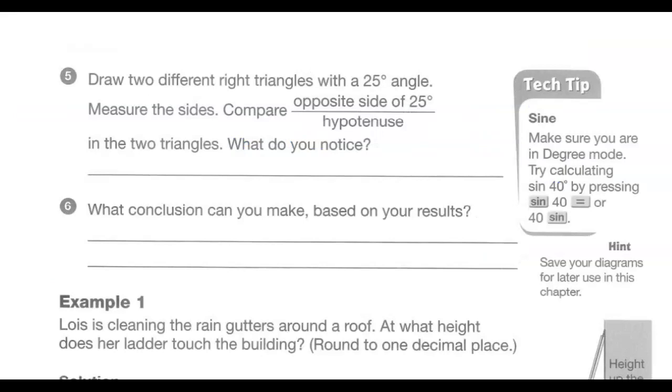Okay, it says draw two different right triangles with a 25-degree angle, measure the sides, compare the values. We're not going to measure that. Maybe in class you'll have some protractors and you can do that. What you will find is the same thing, that it doesn't matter how big the triangle is. If it's a right triangle and you're looking at the 25 degree angle in both, so basically it'll be two triangles like that, this is 25, then the ratio of the sides will be the same.